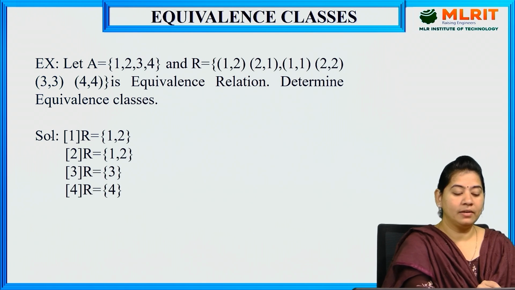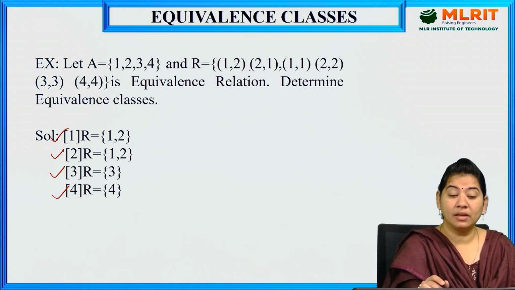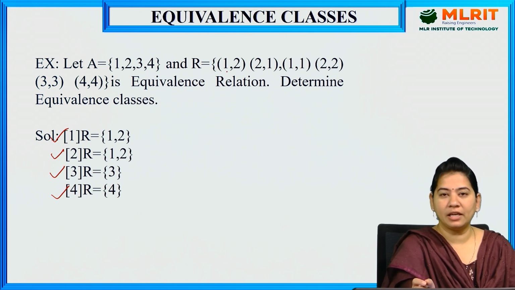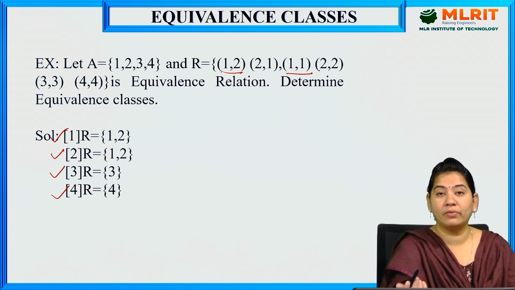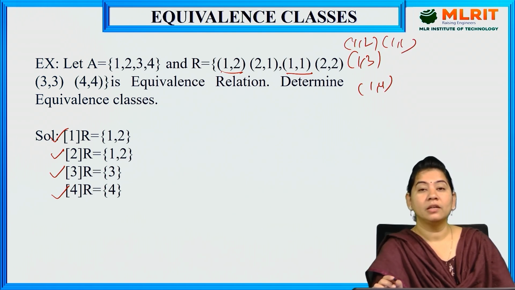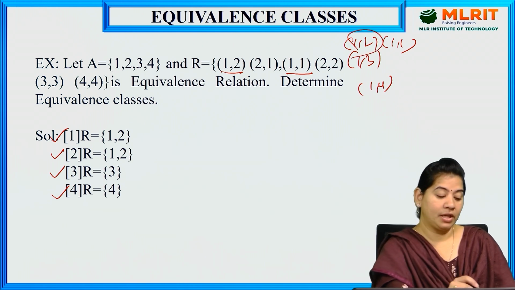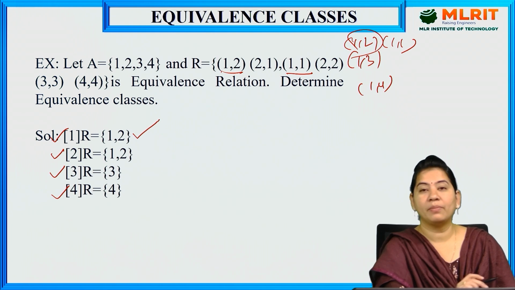So here, equivalence class of 1, equivalence class of 2, equivalence class of 3 and equivalence class of 4. Now for 1, we need to check in the relation whether 1 is related to any other element or not. If you observe, 1 is related to 2 and 1 is related to 1, and it is not related to 3 and 4, as we don't have (1, 3) and (1, 4). So as we have only (1, 2) and (1, 1), 1 is related to only 2, but not any other element. Then we can write in the equivalence class here {1, 2}.